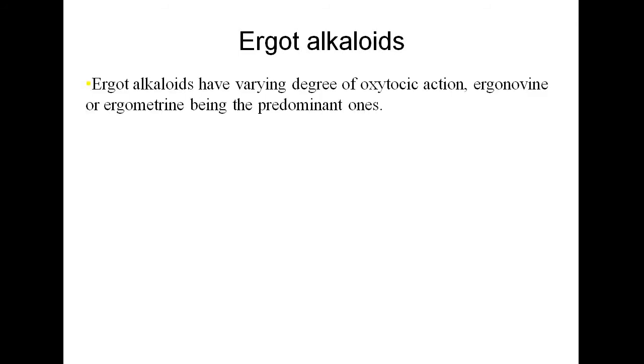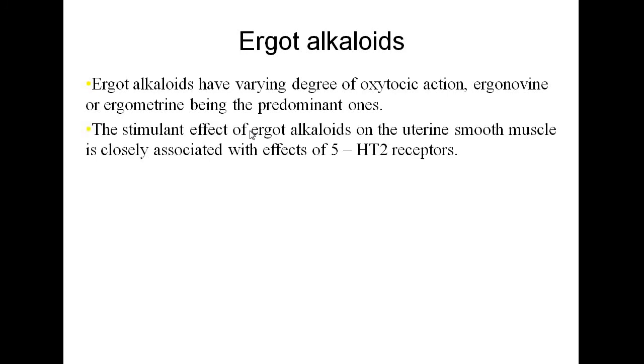The ergot alkaloids are derived from the fungus Claviceps purpurea. They have a varying degree of uterine stimulant or oxytocic action. Ergonovin or ergometrin are the most predominant ones. The ergot alkaloids act through the 5-HT2 receptors of the uterine smooth muscle.